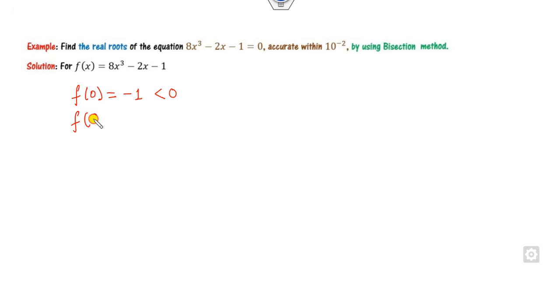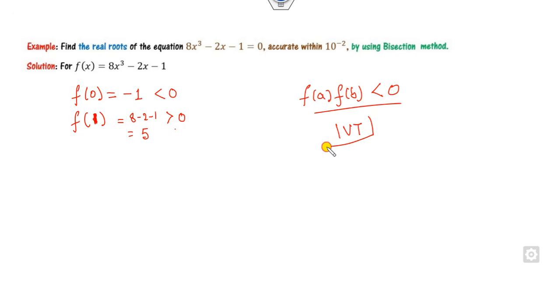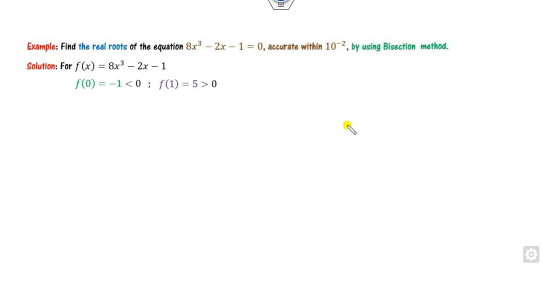Can you find another point whose value is greater than 0? One function value is f of a, the second is f of b. Take 1: the value of f of 1 is 8 minus 2 minus 1, that is 5, which is greater than 0. So you can find the points a and b so that this is satisfied. That is the intermediate value theorem property. The root lies between 0 and 1.